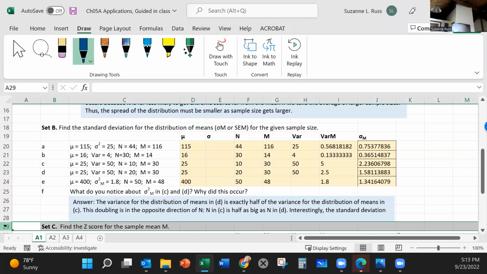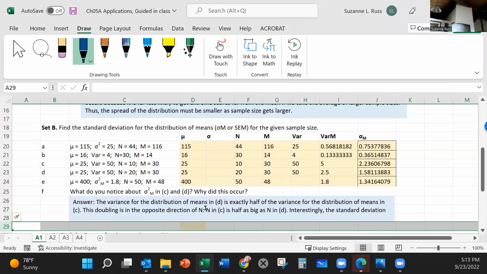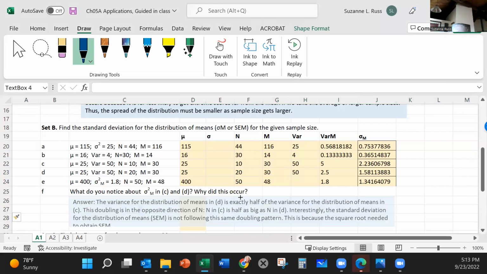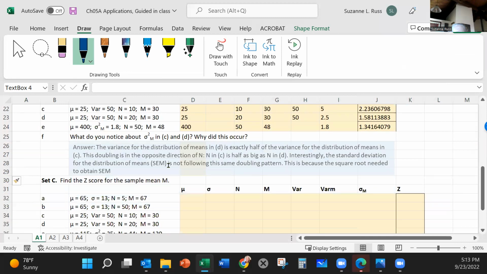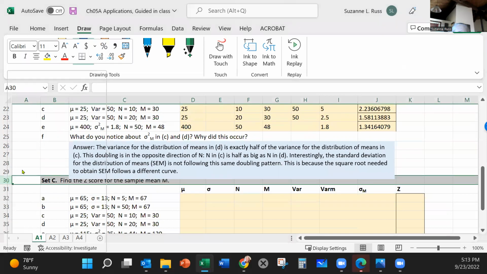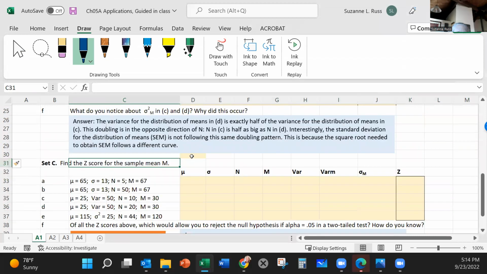Here we go, I'm adding another row. Insert, click on it, and we get a row. To obtain SEM follows a different curve. Exponential change instead of linear change. All right, so that one's done, best I can do.